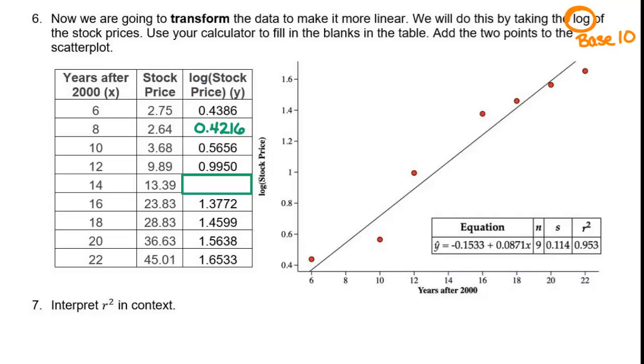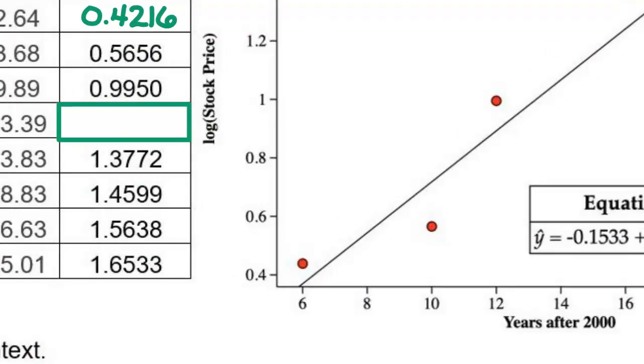Take it out to the 4th place, yeah. I'm only taking it out to the 4th place because that's the way they did all the other decimals on here. All right, so I'm going to add that point to this scatter plot. Years after 2000 is 8. And the log of the stock price is 0.4216. So if this is 0.4, 0.4216 is going to be about here-ish, something like that.